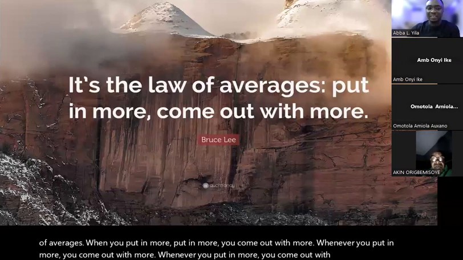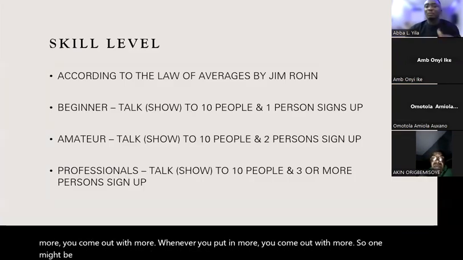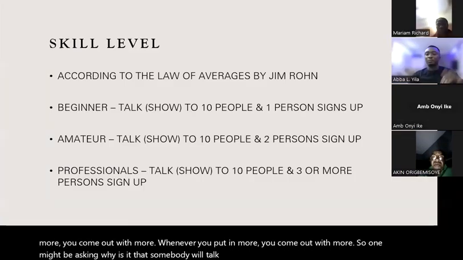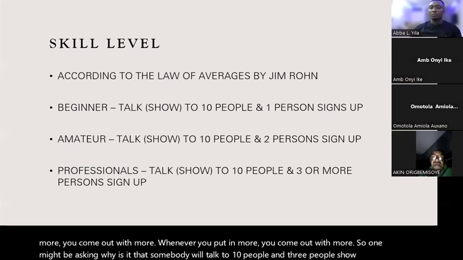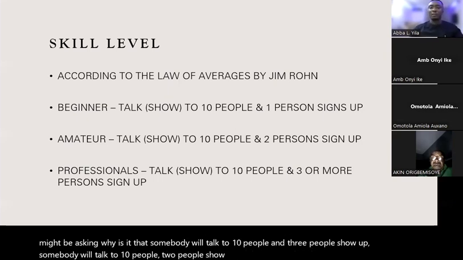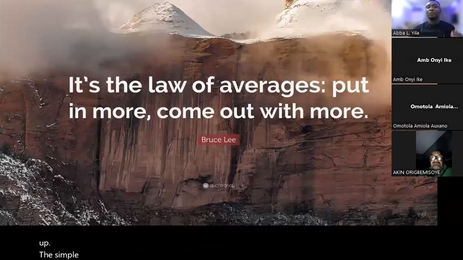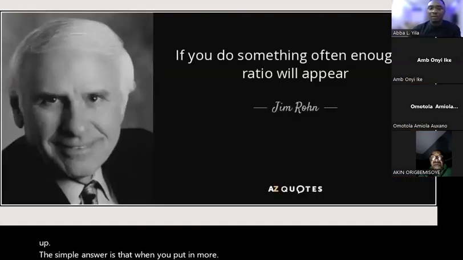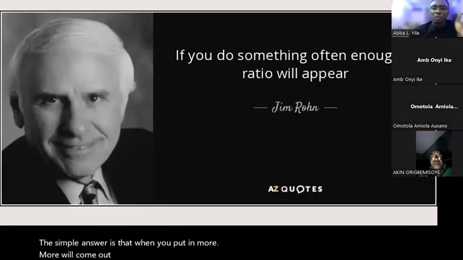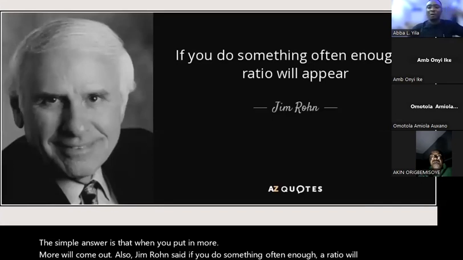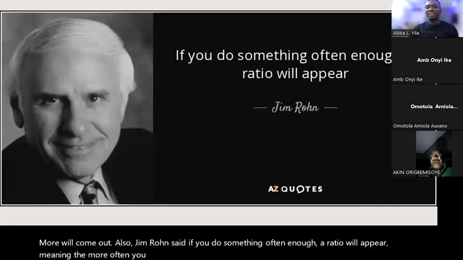So one might be asking, why is it that somebody will talk to 10 people and 3 people show up? Somebody will talk to 10 people, 2 people show up. But I talk to 10 people, 1 person shows up. The simple answer is that when you put in more, more will come out. Also, Jim Rohn said, if you do something often enough, a ratio will appear, meaning the more often you do a particular thing, the better and the more skilled you become.